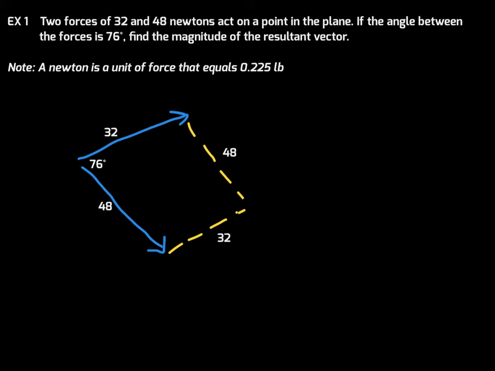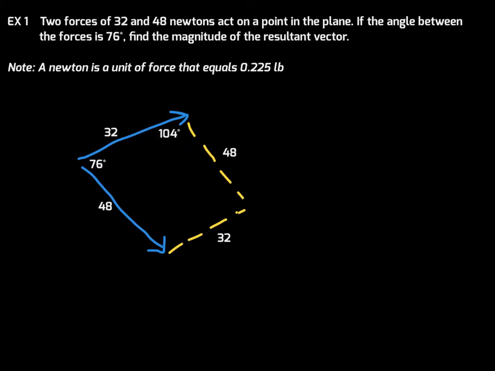Okay, now we know that the angle adjacent to 76 degrees, which is right here, this is adjacent, so is this one, by the way. The angle that's adjacent to 76 degrees is the supplement of 76 degrees. In other words, this angle here will be equal to 180 degrees minus 76 degrees. That is 104 degrees.